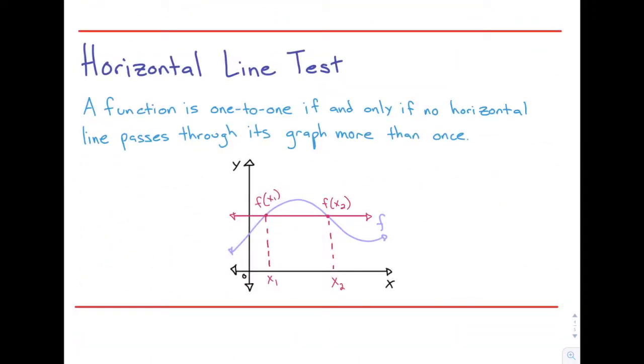The horizontal line test. A function is one-to-one if and only if no horizontal line passes through its graph more than once. And I've got a figure here with a graph of f, which is clearly not one-to-one since it does not pass the horizontal line test.